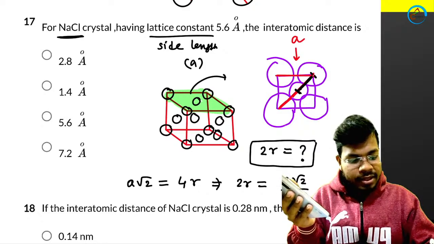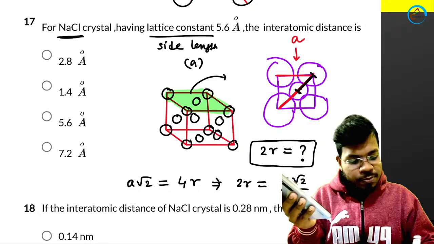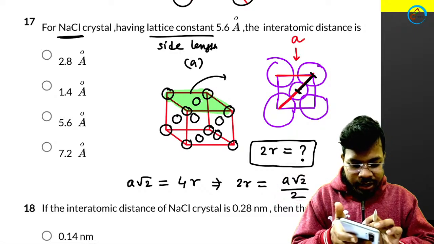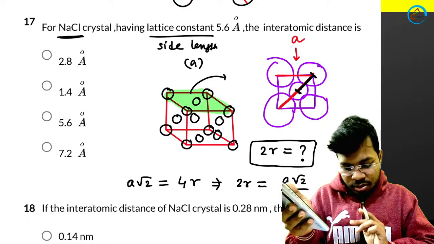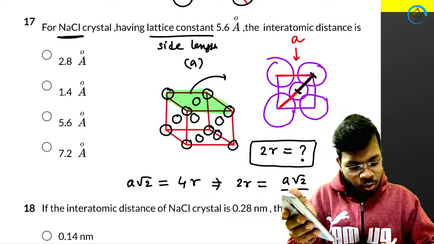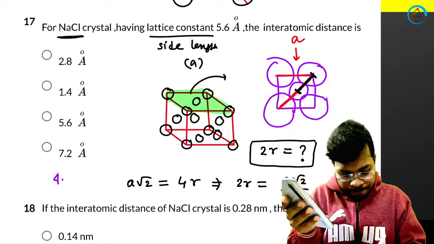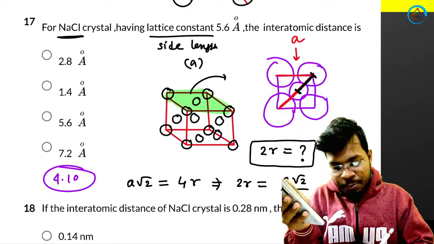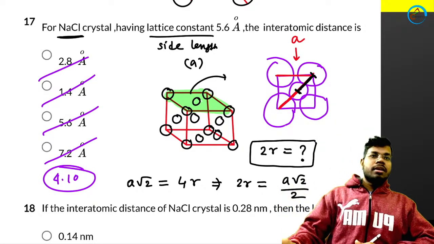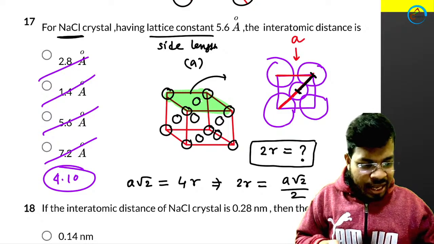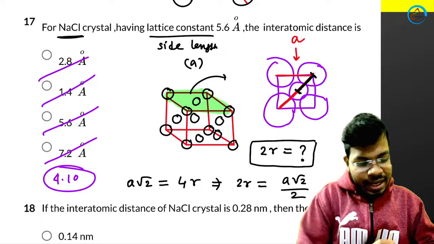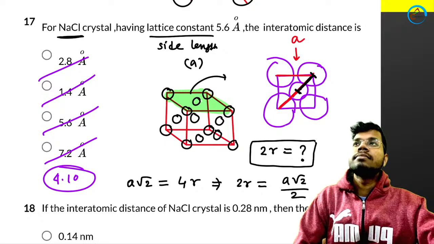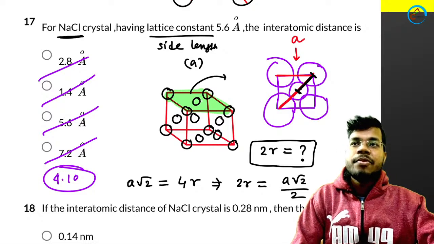It is simple mathematics. Interatomic distance is this one, right? Understood or not? Put A root 2, where A is 5.8. 5.8 divided by 1.414 gives 4.10. The correct answer will come as 4.10. So I think I have to edit this. If you are getting any other answer, please tell me.